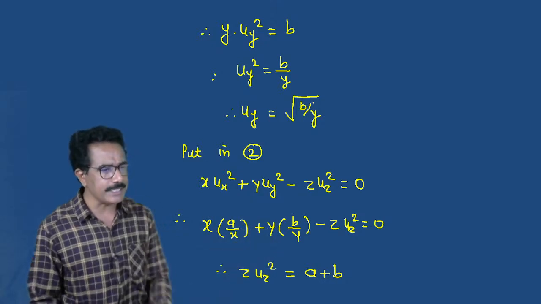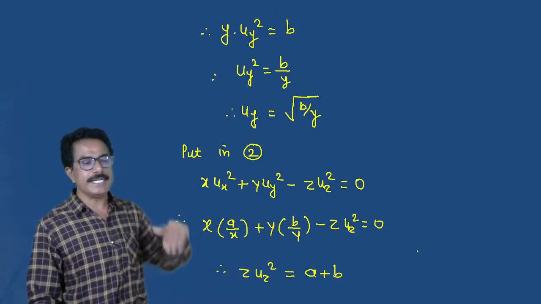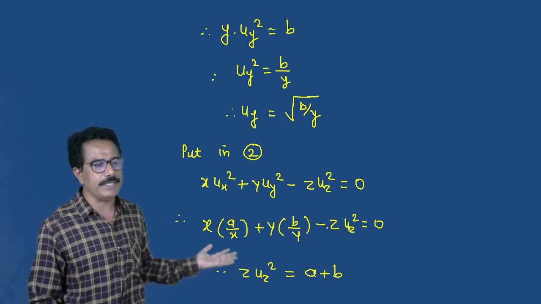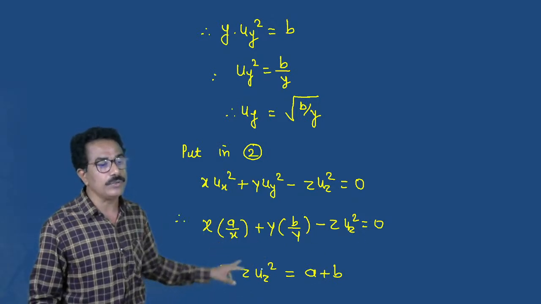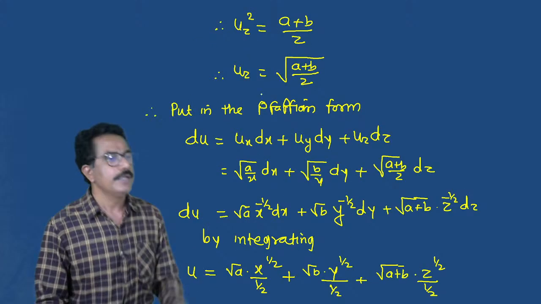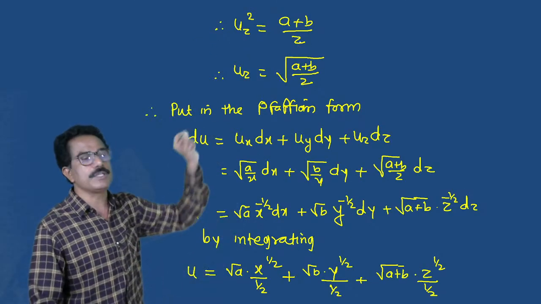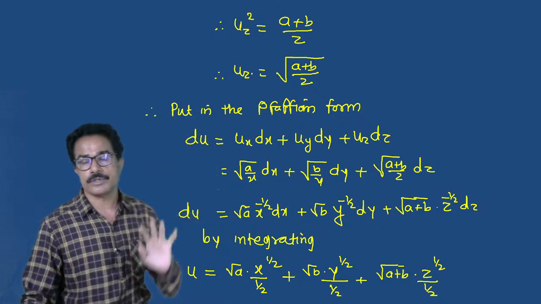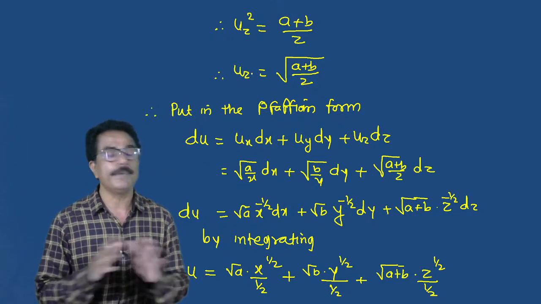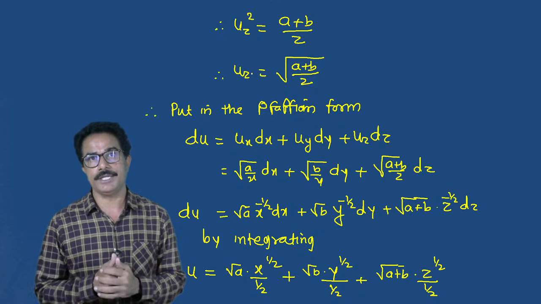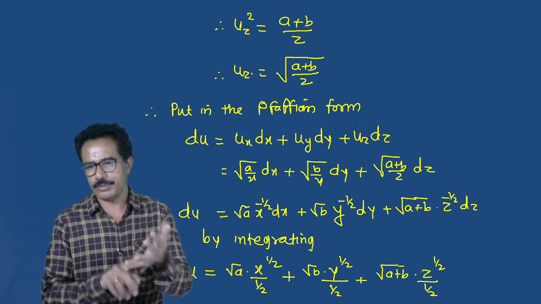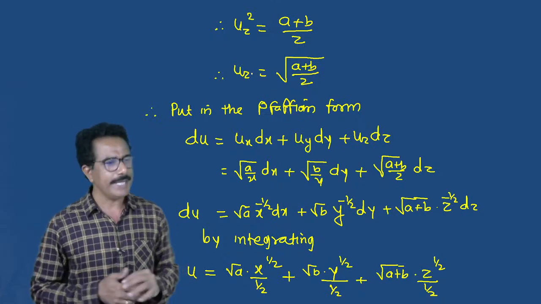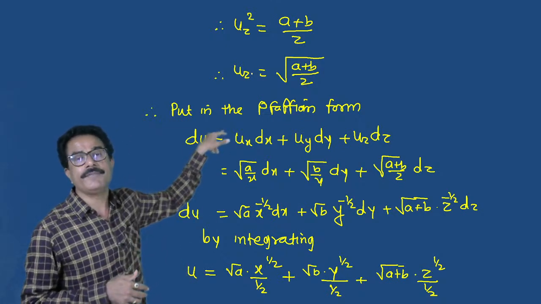You can take this a plus b on the right side, it will be minus a minus b, multiplying by minus, then we will get z into uz square is equal to a plus b. So uz square is equal to a plus b upon z. So uz is equal to root of a plus b upon z. This is another method to find the values of ux, uy, uz. Is it okay? Now put these values in the Pfaffian differential equation.